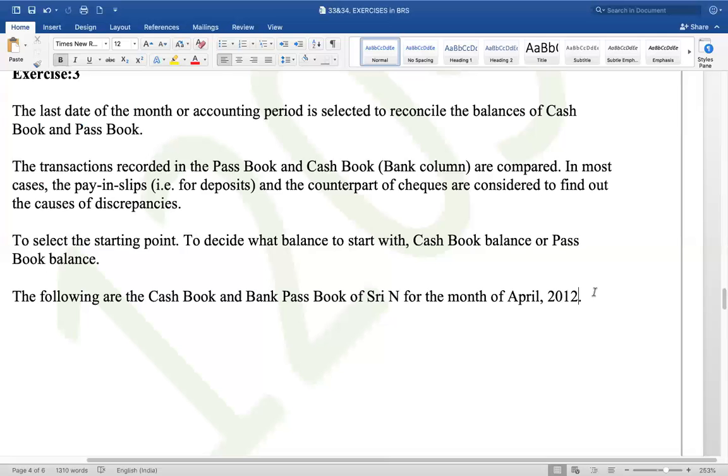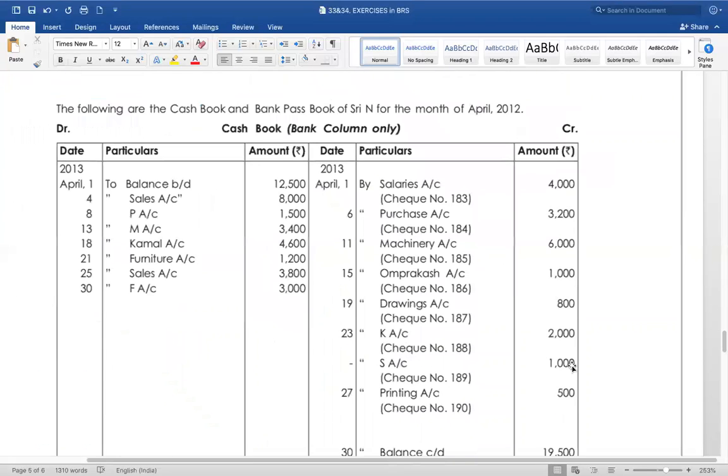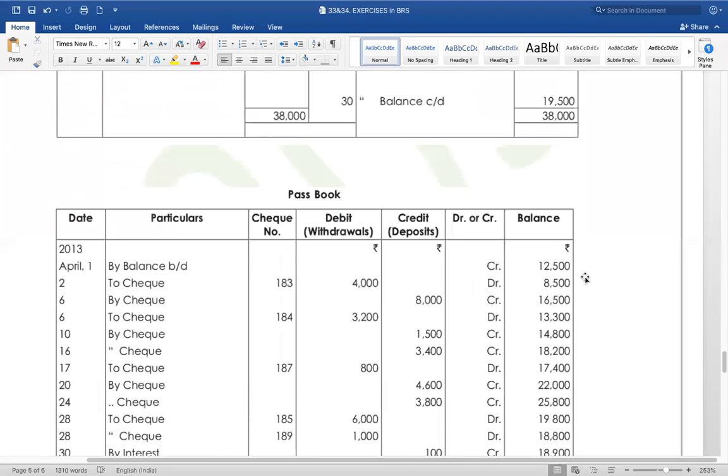2012, we'll make it 2013. Yeah, 2013, because it's given here as 2013. So this is the cash book, only the bank column. This is the debit side, this is the credit side. Clear? And this is the bank statement.